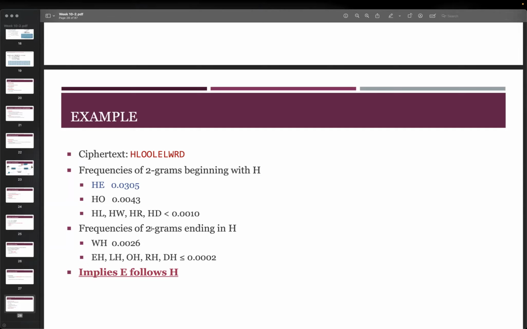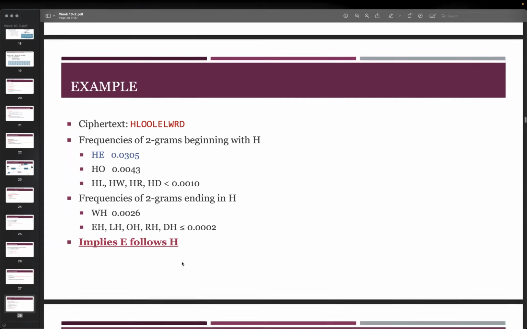Or look at the frequency of 2-grams ending in H. Let's say something ending with H, with WH will be 0.0026. Or something like EH or LH will be less than 0.0002. So we kind of implement this. One thing is that E follows the H. So we just pick the numbers with the n-gram frequency.